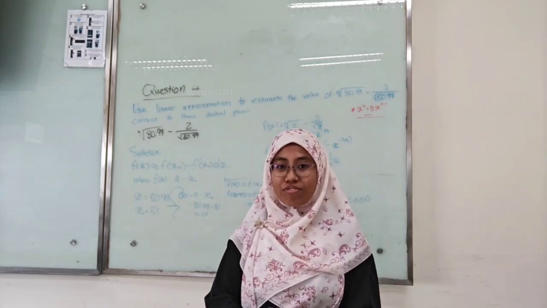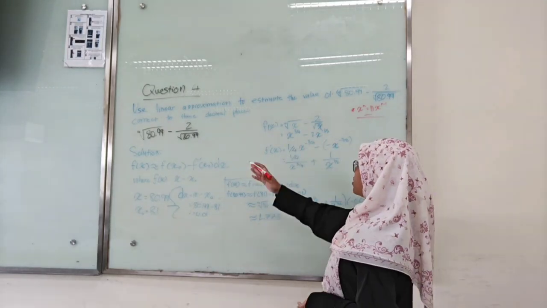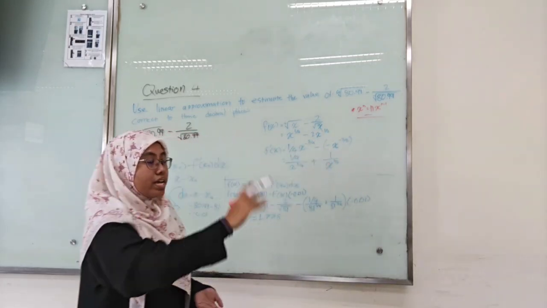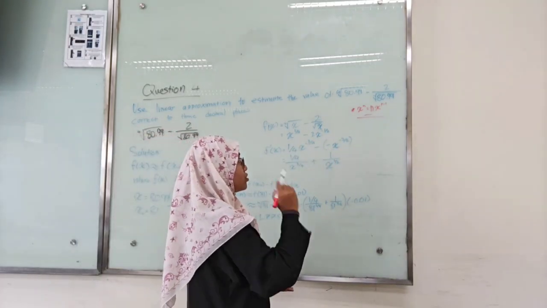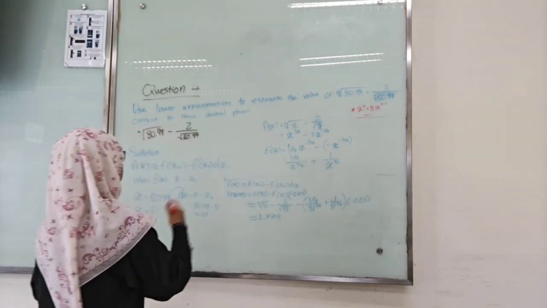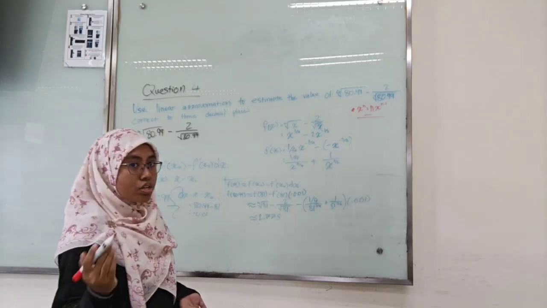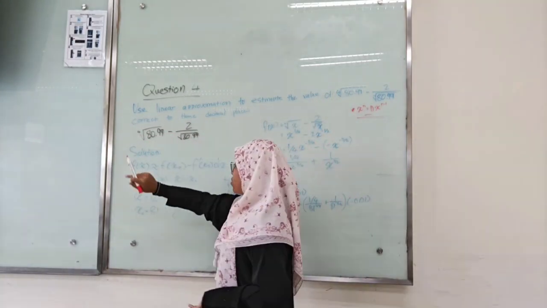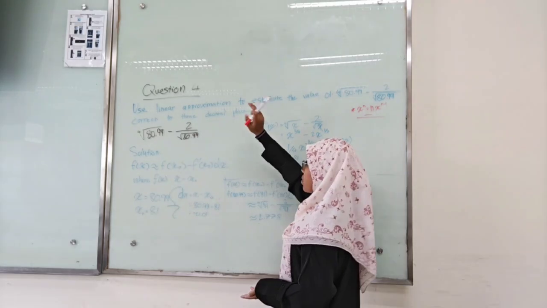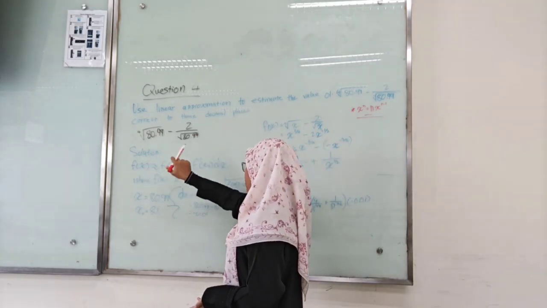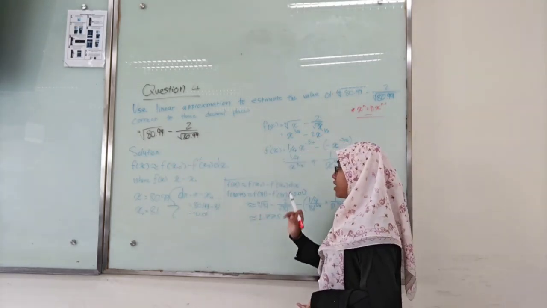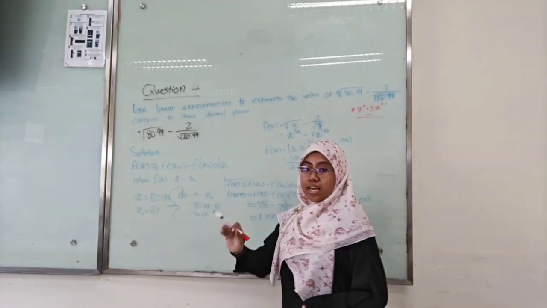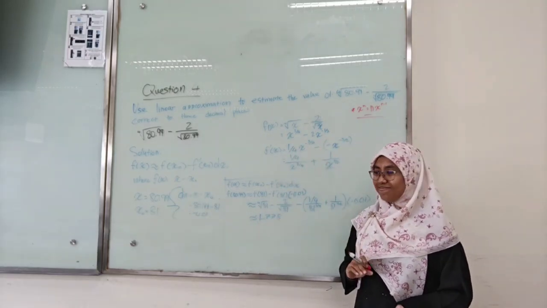Lastly, our question is question 4. They ask, use linear approximation to estimate the value of 4th root of 80.99 minus 2 over square root of 80.99, correct to 3 decimal places. So we're going to extract our equation. Our solution is we're going to use the formula for linear approximation, which is f(x) equals f(x naught) plus f prime x naught multiplied with dx, where dx is x minus x naught.